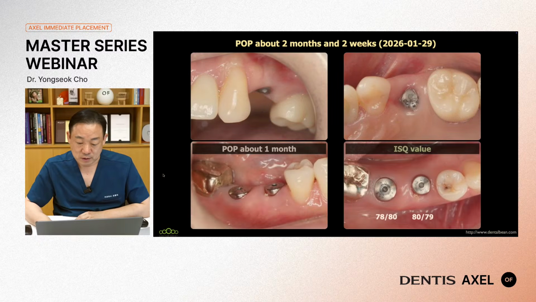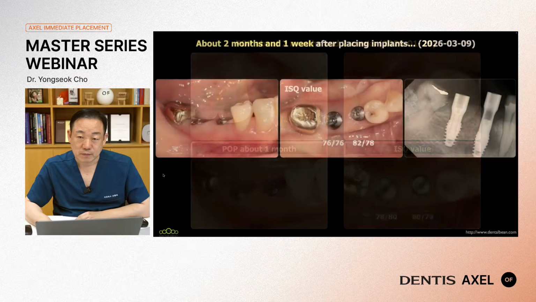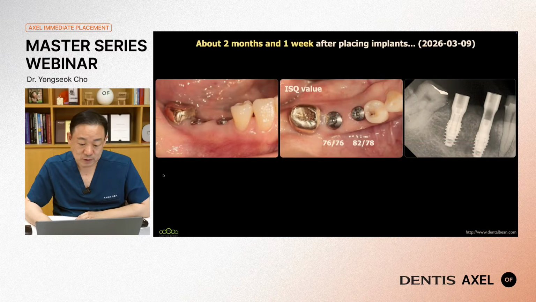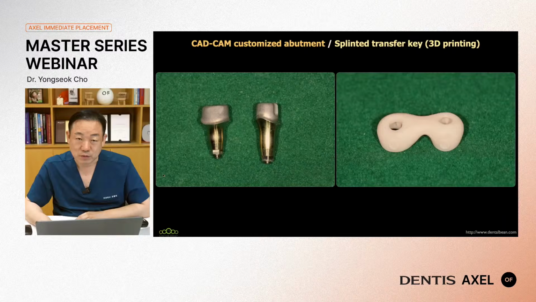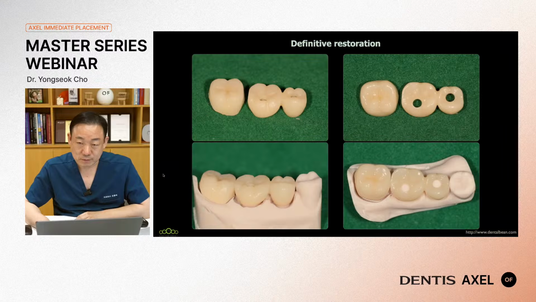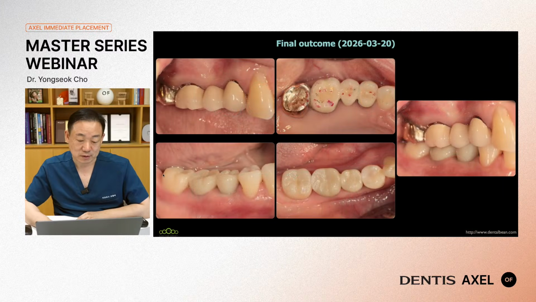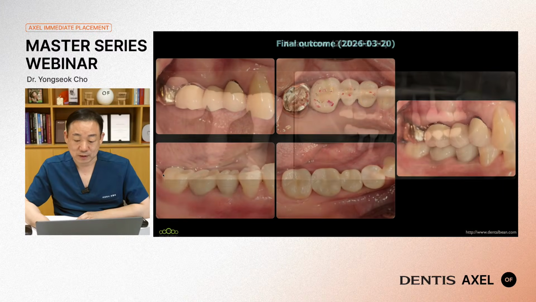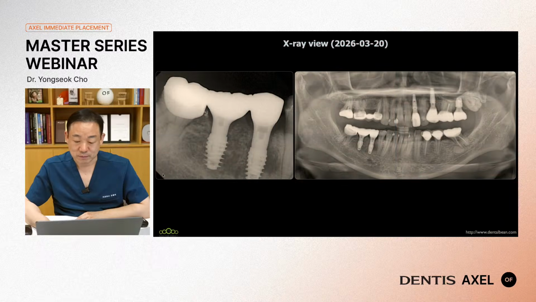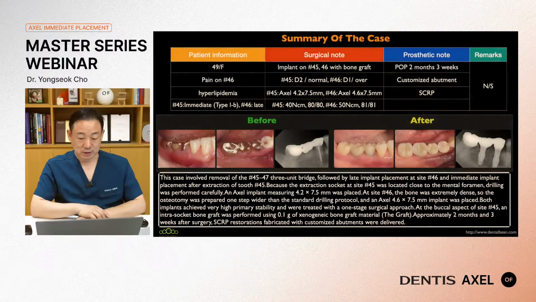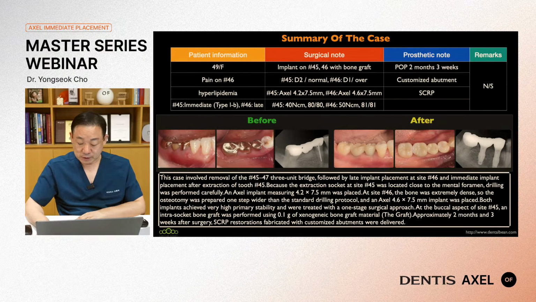And here, took impression and crown was made with a customized abutment. Because of slightly buccally positioned number 6, Dr. Kim used customized abutment. Okay, here final outcome.